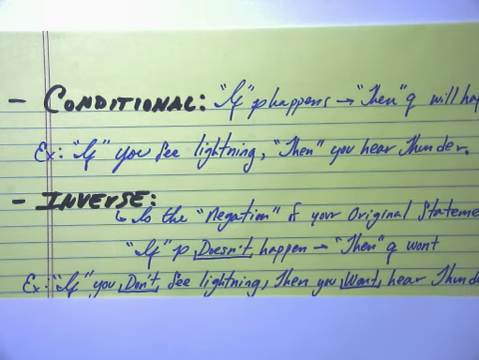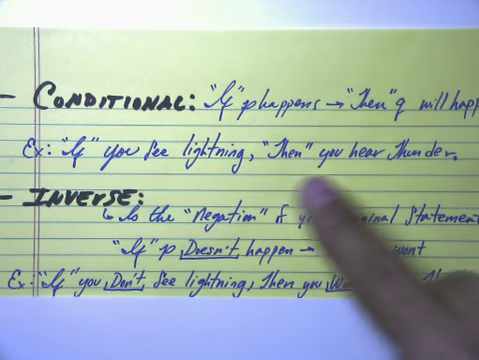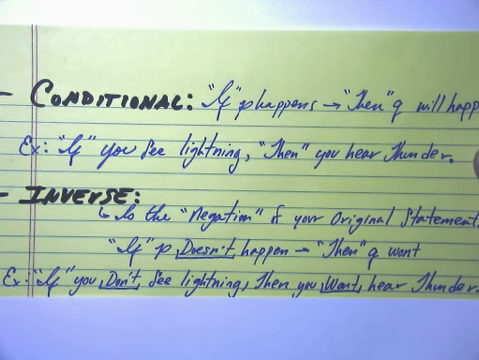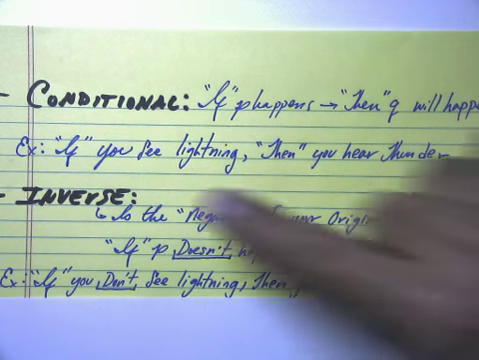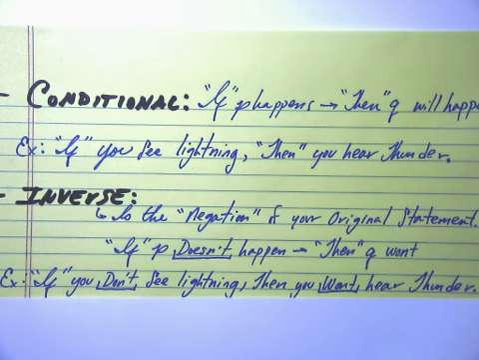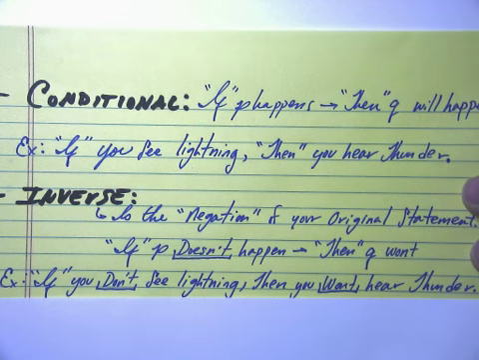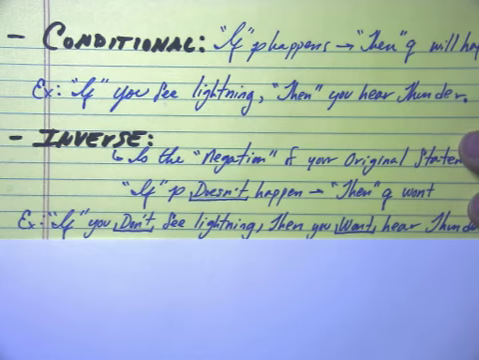Now, let's refer to our example. The inverse of "if you see lightning, then you hear thunder" is going to be, if you don't see lightning, then you won't hear thunder. If you don't see lightning, then you won't hear thunder. That is the inverse of my conditional. That is the negation of my conditional.